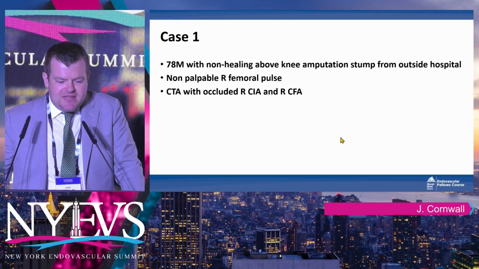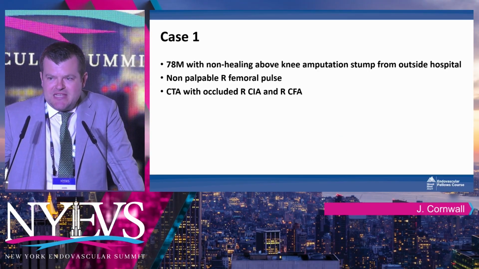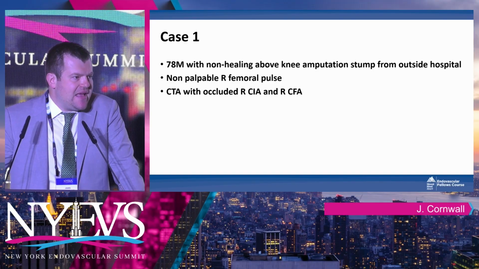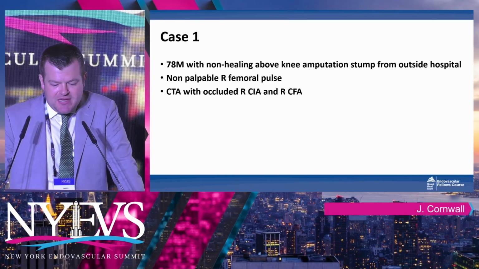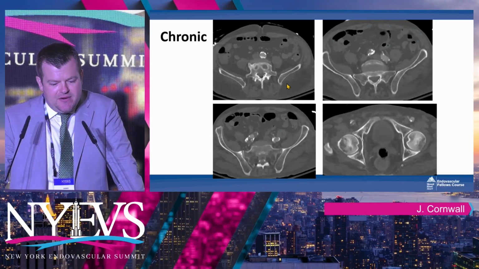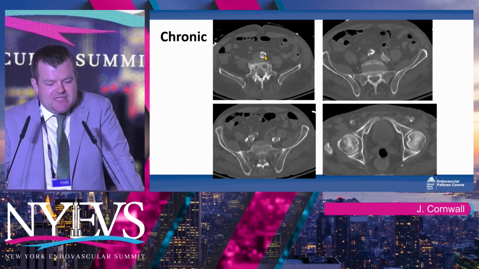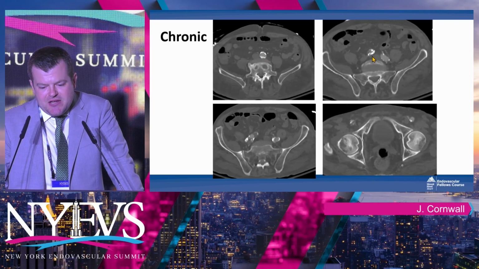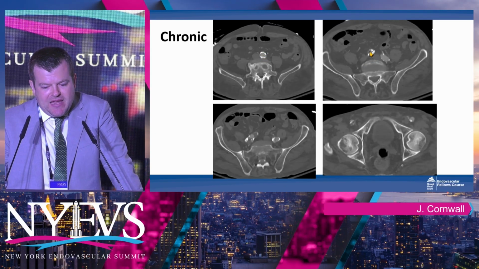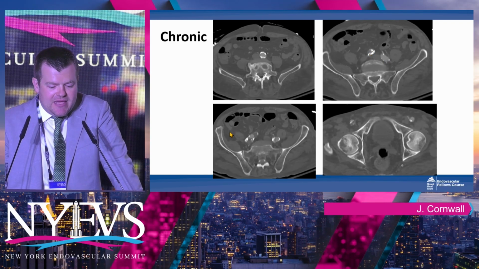The first one is this unfortunate gentleman who had an above-knee amputation that wasn't healing appropriately. He came in from an outside hospital. He had no palpable pulse on the ipsilateral side of his amputation, and so he got a CTA. And here you can see, going left to right, top to bottom, a slice with significant infrarenal aortic calcification. After the bifurcation, you can see the right common iliac is occluded, and the left common iliac is patent.